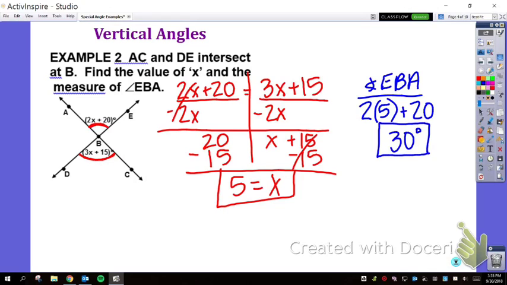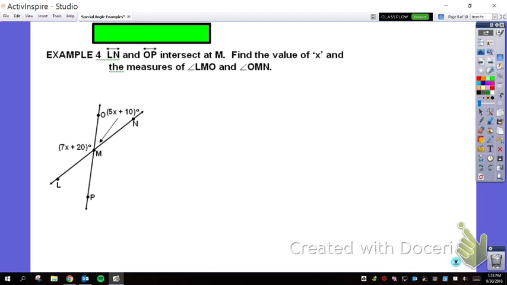So, continuing on with this idea, I'm going to skip to example 4 here, because I think it makes more sense to look at example 4 before we do example 3. It says line LN and line OP intersect at M. Find the value of x and the measures of angle LMO and OMN. So again, we're looking at our picture. We have this angle, LMO, which is 7x plus 20, and then we have OMN, which is 5x plus 10.